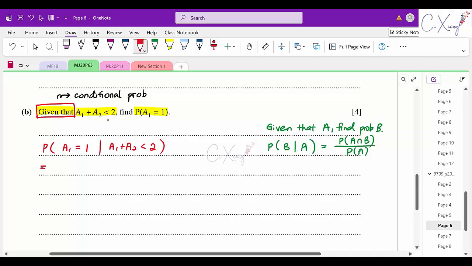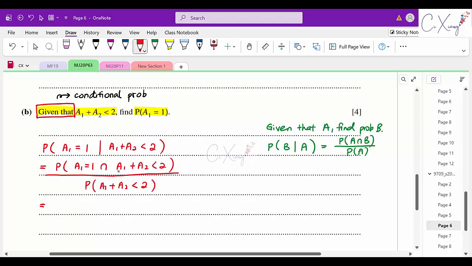Then what is the formula for conditional probability here? According to what we have, you have A intersect B. So I have a1 equals to 1 intersect with a1 plus a2 smaller than 2, divided by the event that happened first, which is a1 plus a2 smaller than 2. Okay, done.